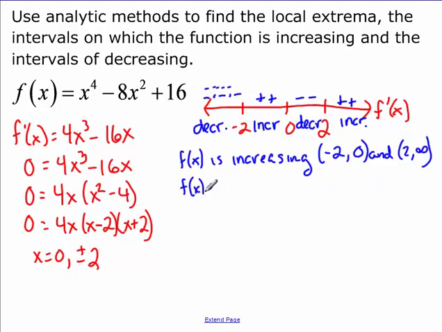f of x is decreasing, and we're decreasing from negative infinity to negative 2 and from 0 to 2. And you know what? Let's put a little reason in here.